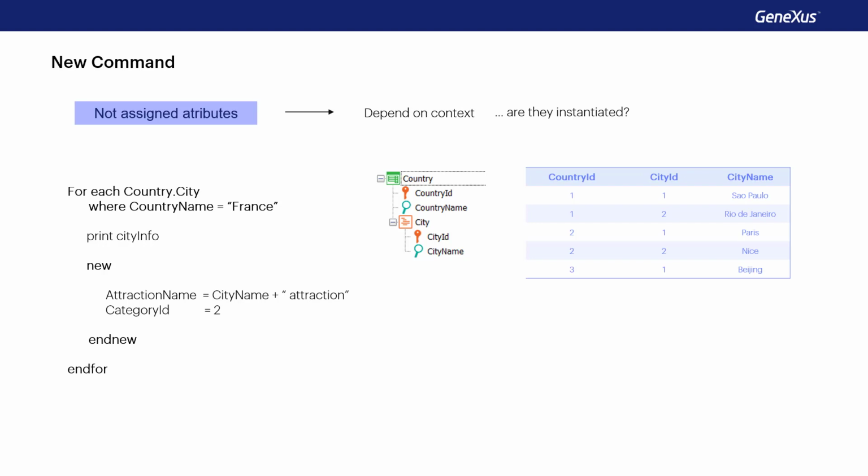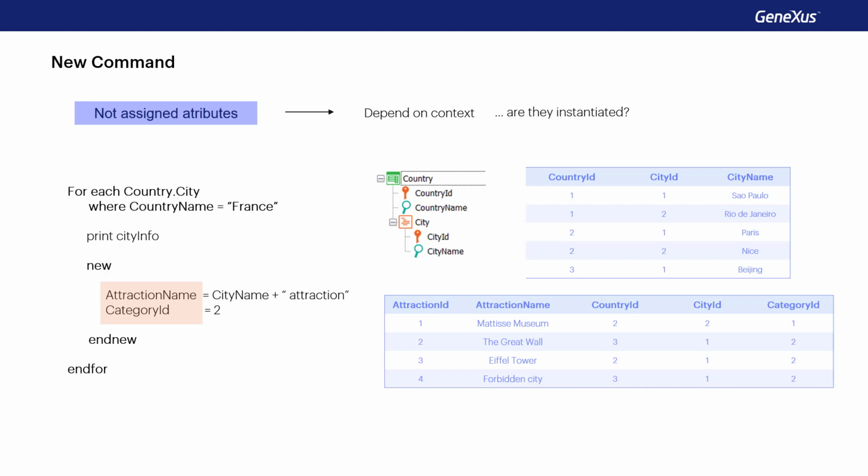So first of all, how does Genexus determine the base table of the new command? By paying attention only to the attributes to which a value is being assigned. It has to find a table in the database that contains them. It'll clearly be attraction. Does city name take part? No, it doesn't. If it's there, it's because in the context in which we've written the new command, we know that it is instantiated. This city name will be that of the for each. In sum, for each city, we want to insert a new tourist attraction with the name of the city and category 2.